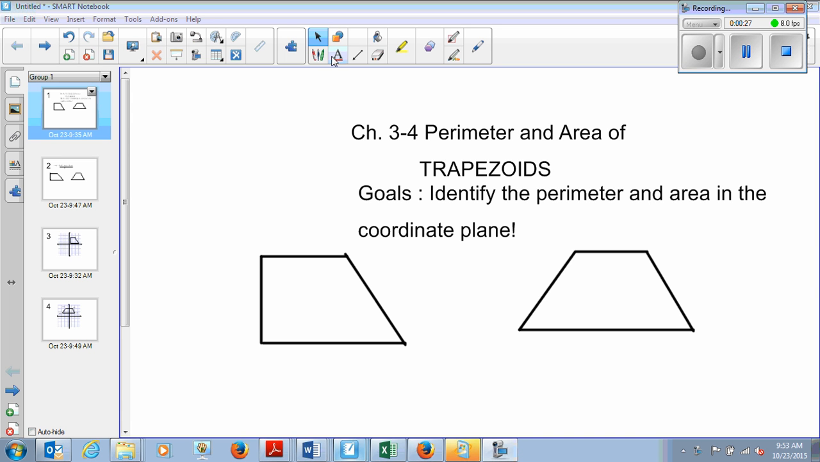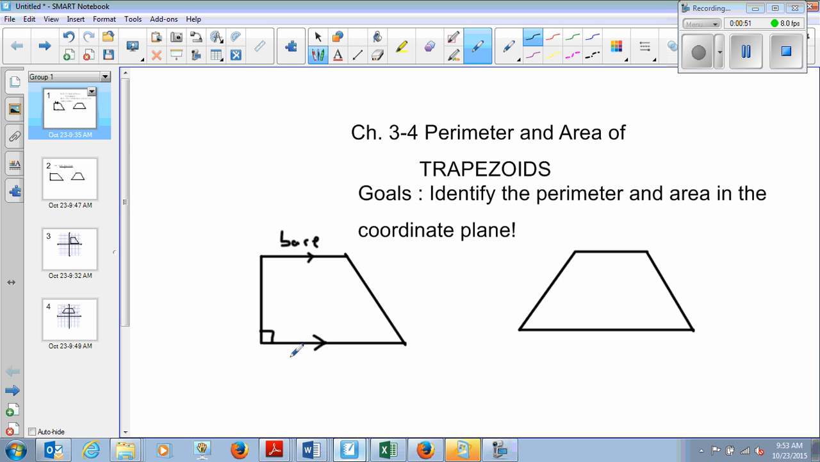What makes a trapezoid unique is that we have two sides that are going to be parallel to each other. We call those the bases. And we also have a height somewhere in here. Anytime we're looking for a height, we want to find a 90-degree angle. So here we would have our base up top, our base down here, and our height right here. So that's one type of trapezoid.